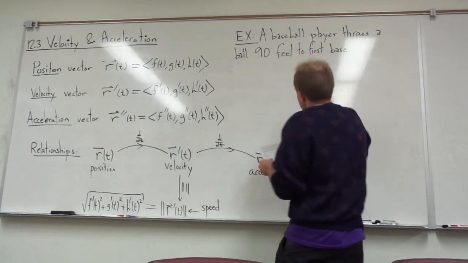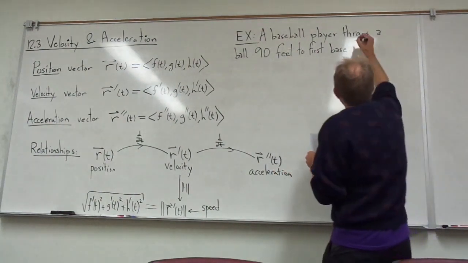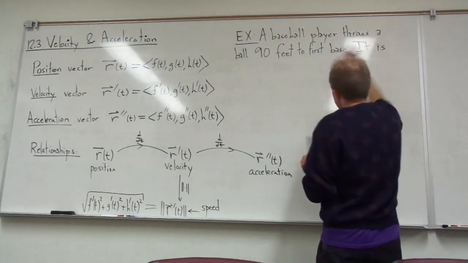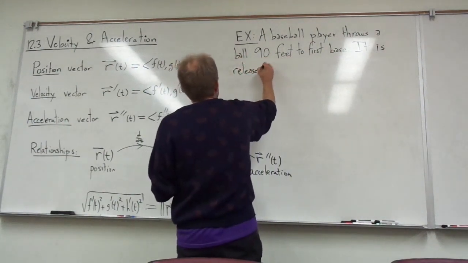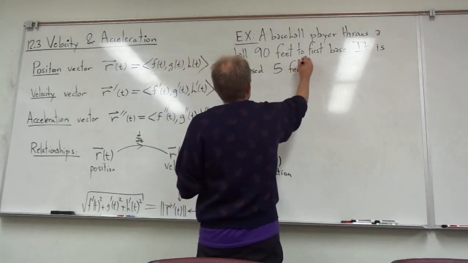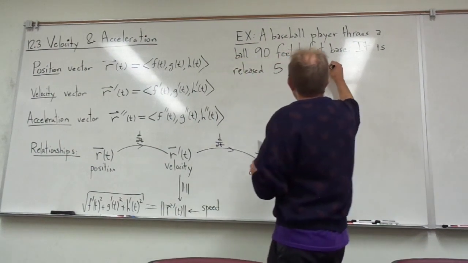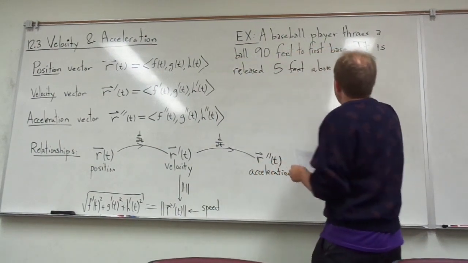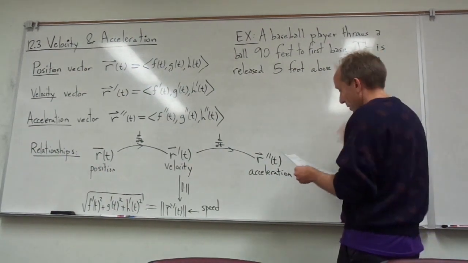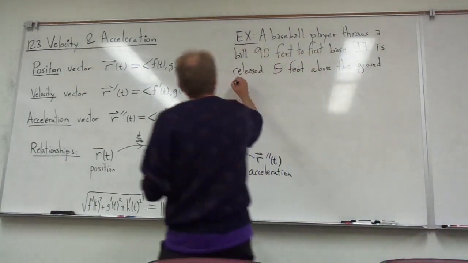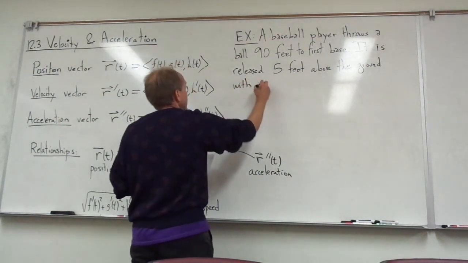Okay? So he's going to throw the ball. It is released 5 feet above the ground. That's where the arm of the baseball player is. So 5 feet above the ground is where that ball is going to get let go from, with initial velocity.